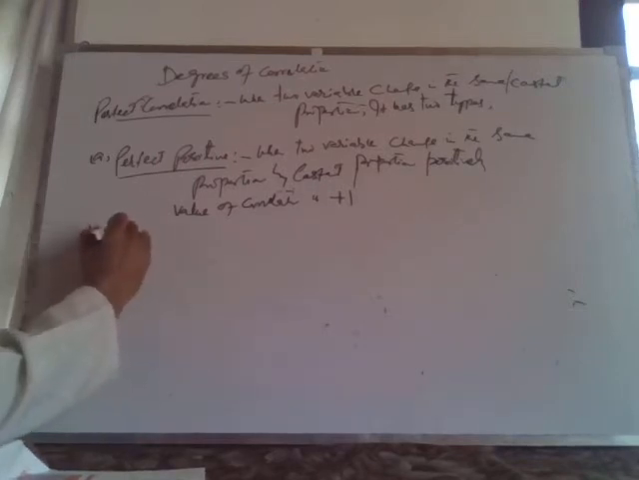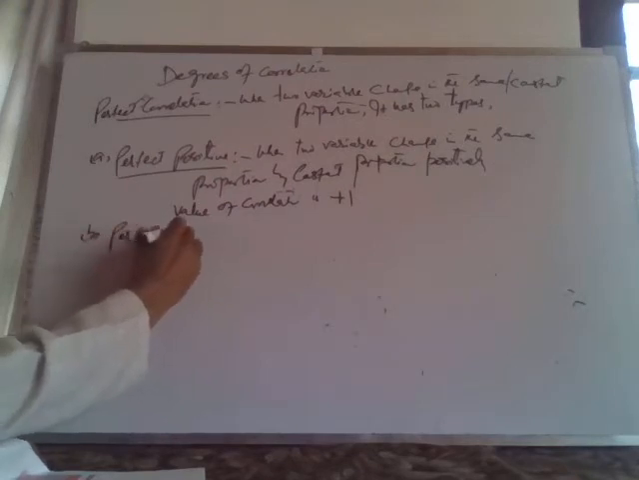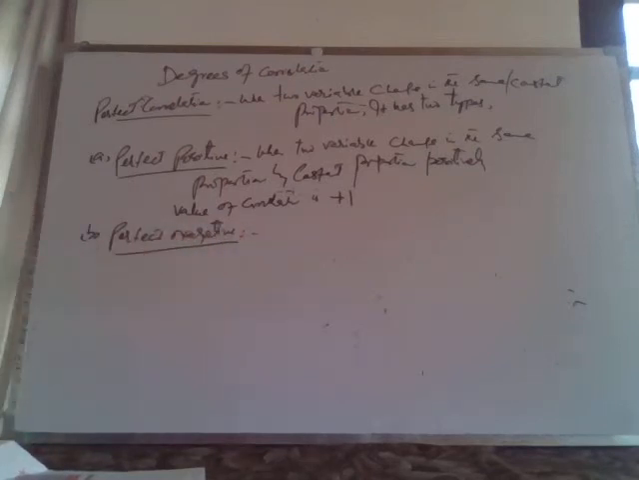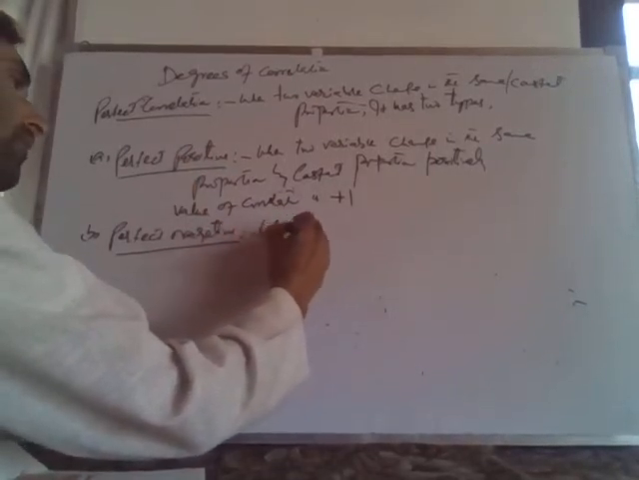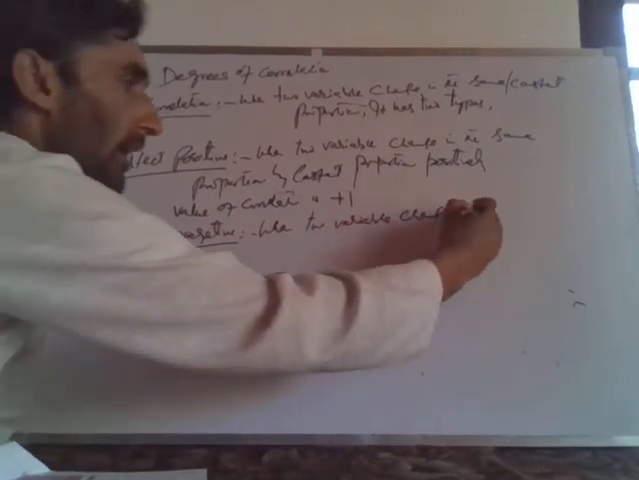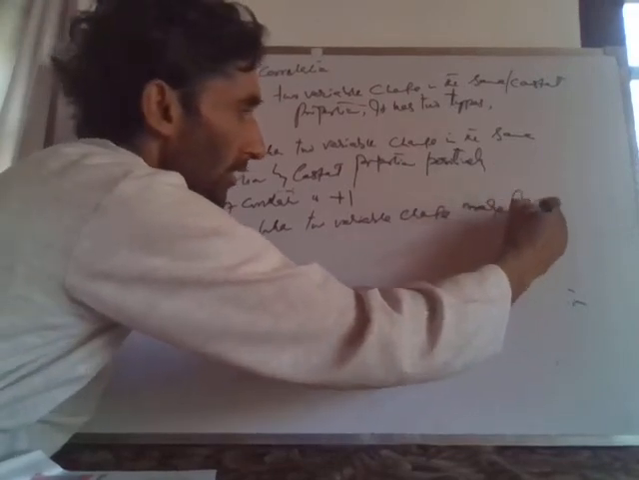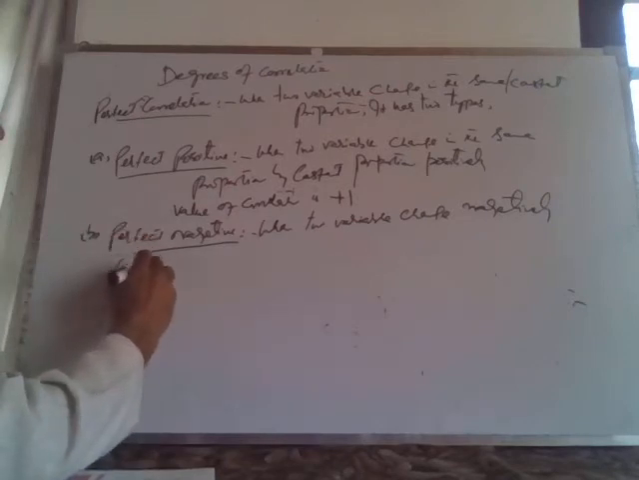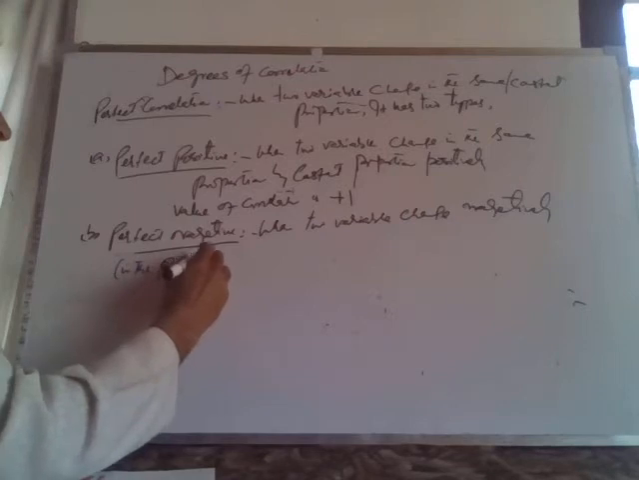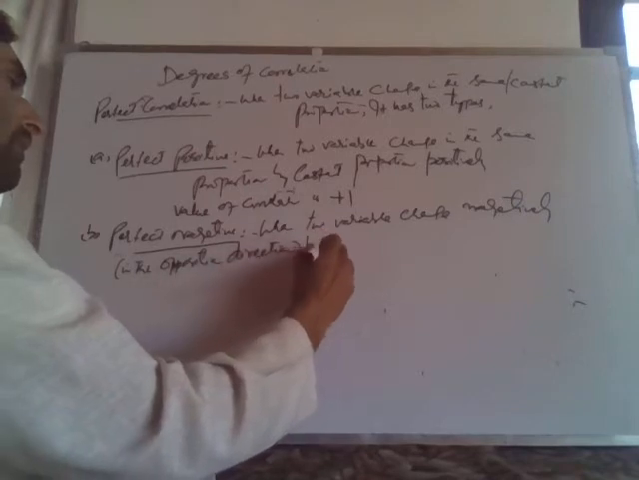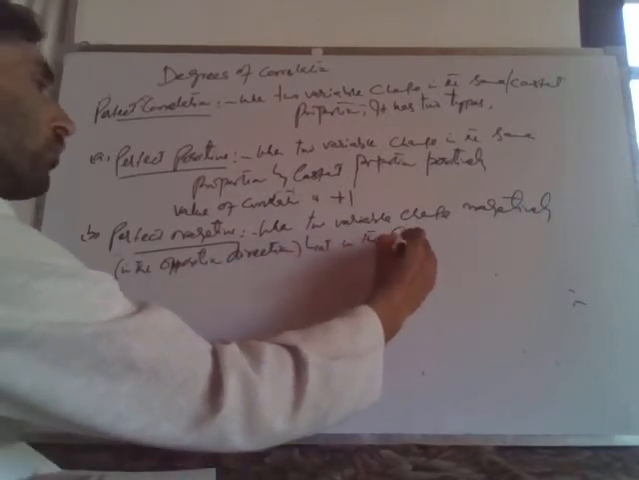And the next is perfect negative correlation. When two variables move negatively but in the constant proportion. When two variables change negatively, that is in the opposite direction, but in the constant proportion.